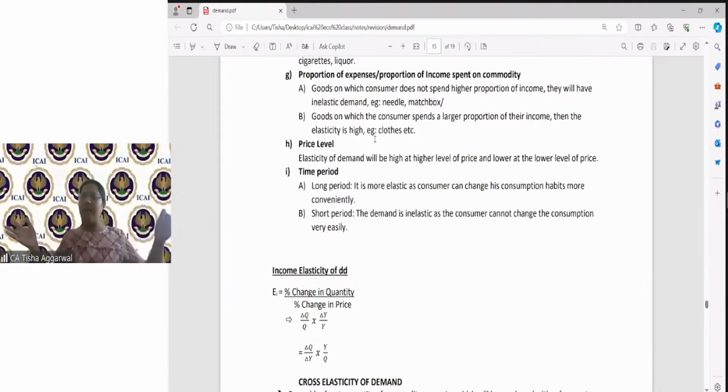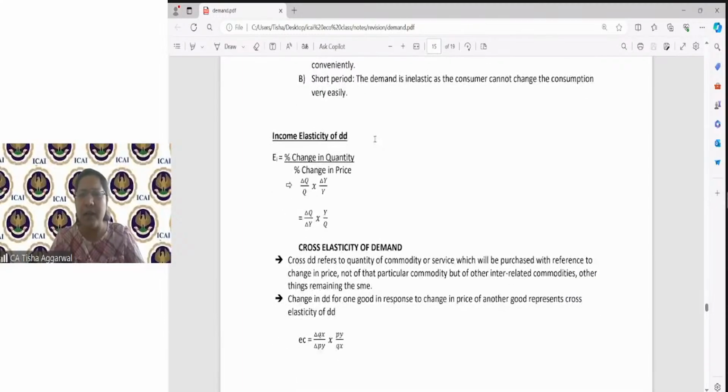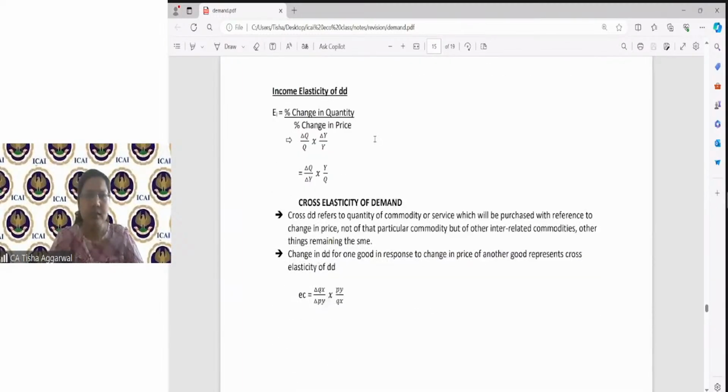If it's a long time period, it can be more elastic. Why? People might change their consumption habit. But if it is a short period, you cannot change the consumption very easily. Despite the price rise, you still have the same quantity. I hope it is clear up till here, everybody.